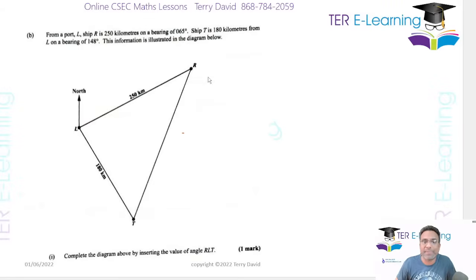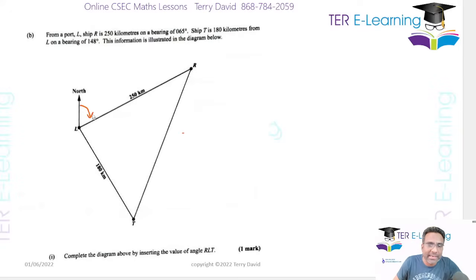I understand. So from a port L, ship R is 250 kilometers on a bearing of 65 degrees. What else does it tell us here? From L on a bearing of 148. This information is illustrated. Complete the diagram by inserting the value of the angle RLT. So this is what we know.